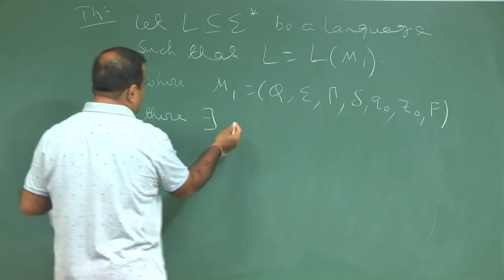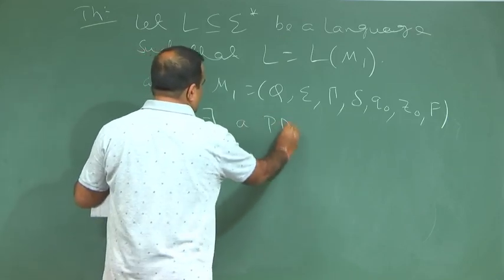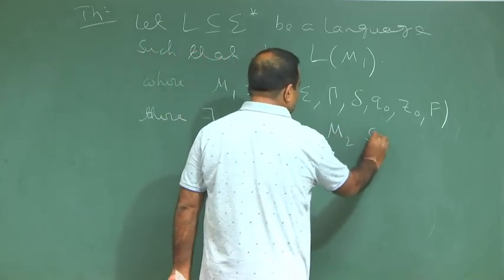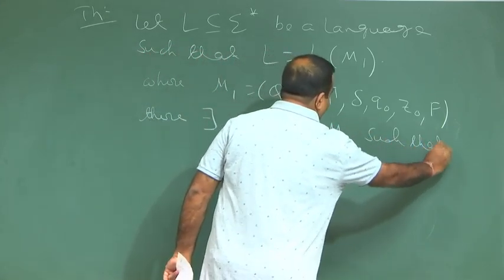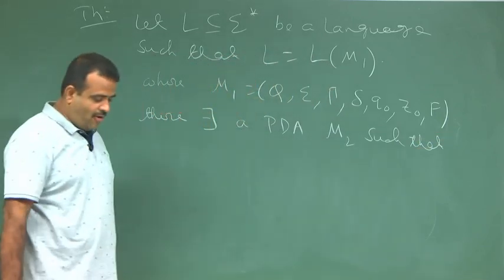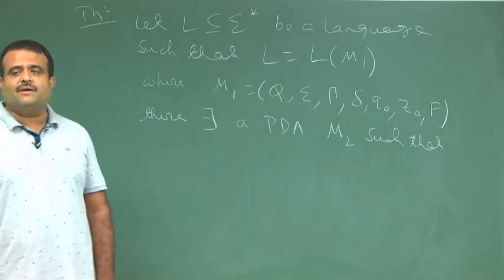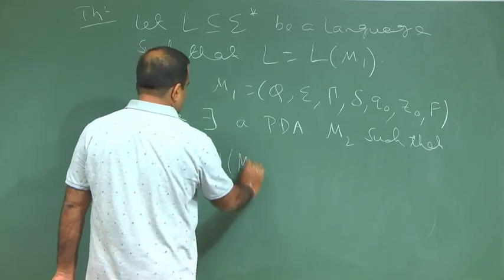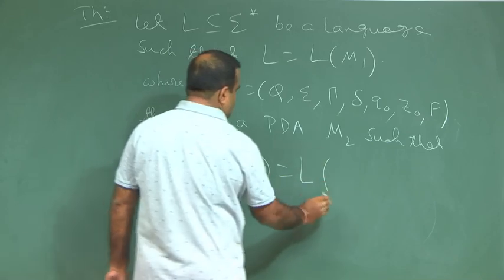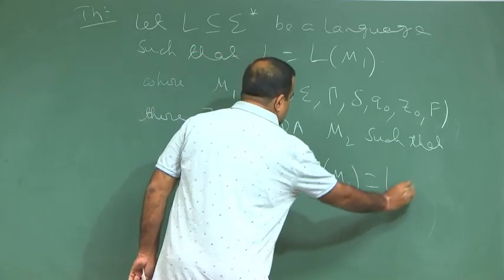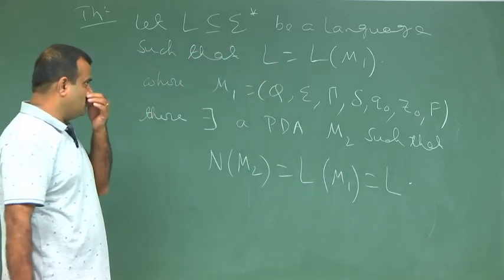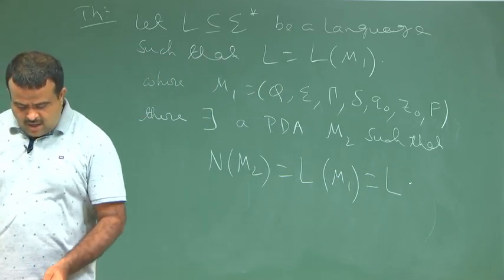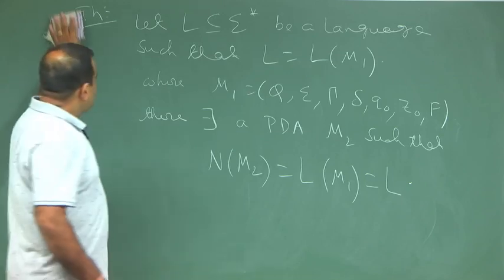There exists, or we can construct, a pushdown automaton M2 such that M2 will accept the same language, but by means of empty stack. So this is what we want to construct. M2 will be accepting the same language by means of empty stack. Okay, so how do we construct M2?